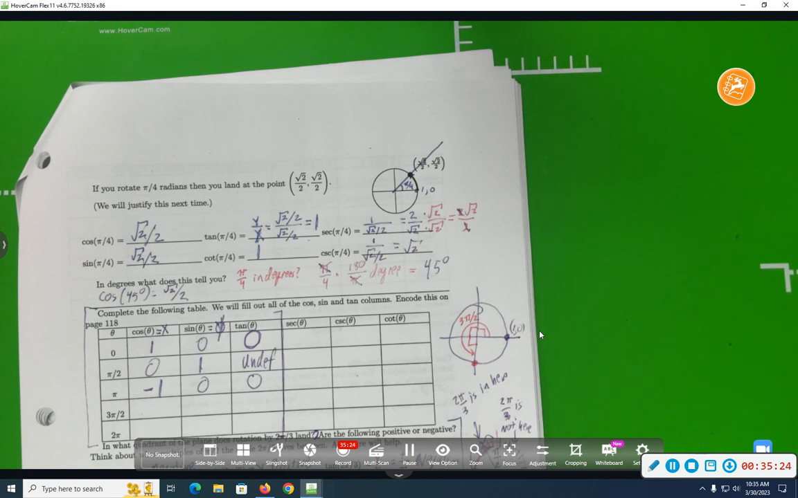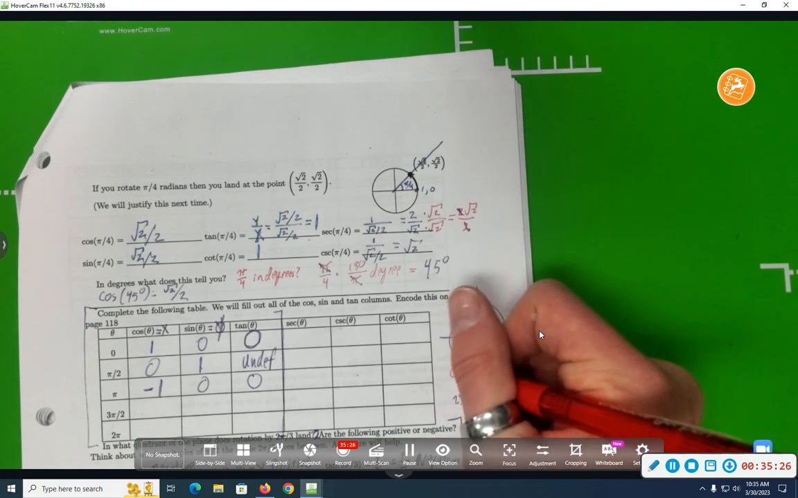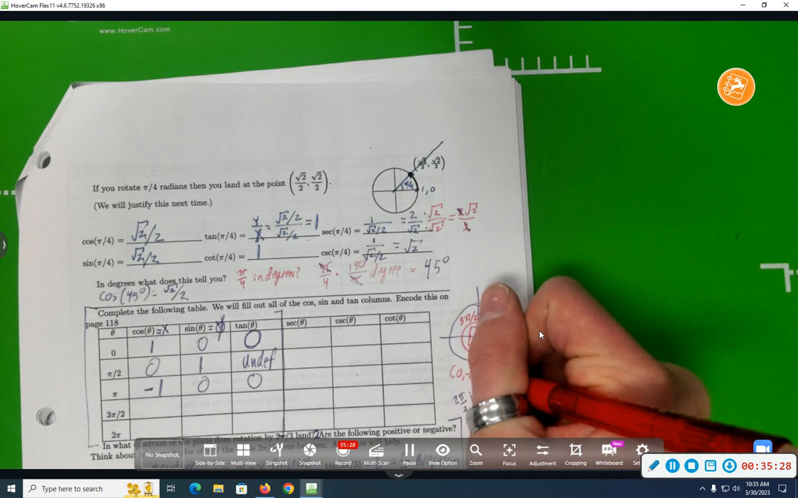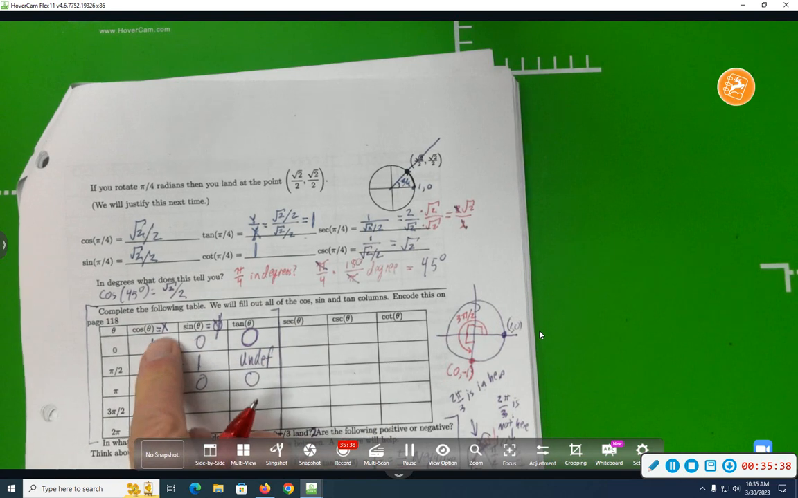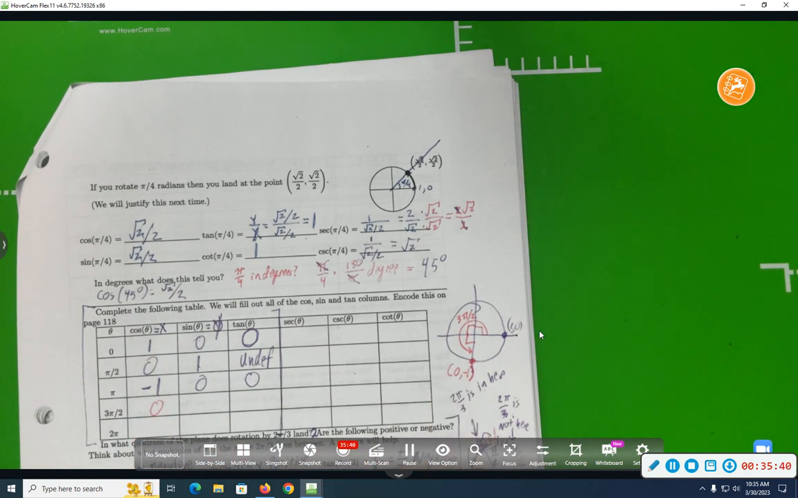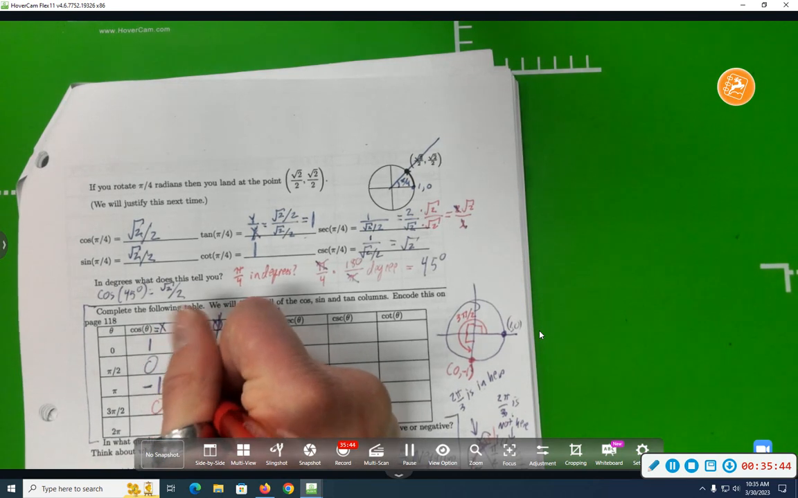0, negative 1. Nice. So now we can make the computations. So what's the cosine of 3 pi over 2? 0. Because cosine is the x-coordinate. What's the sine of 3 pi over 2? Negative 1, because sine is the y-coordinate.